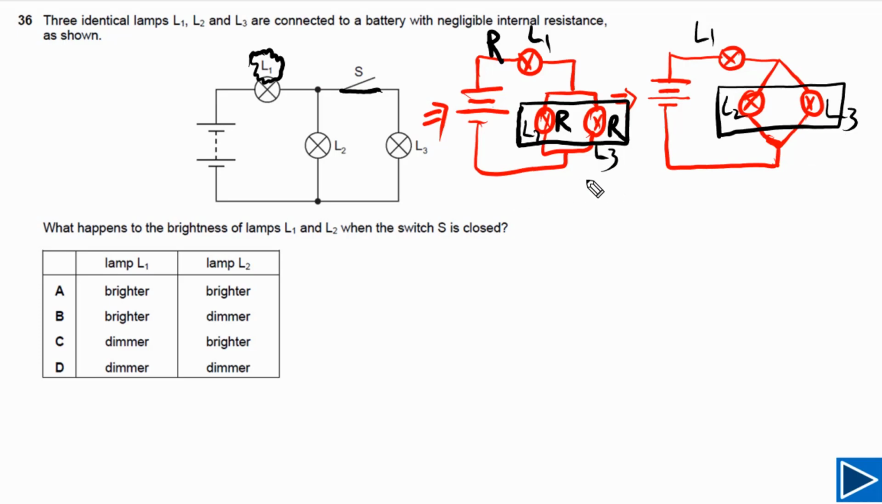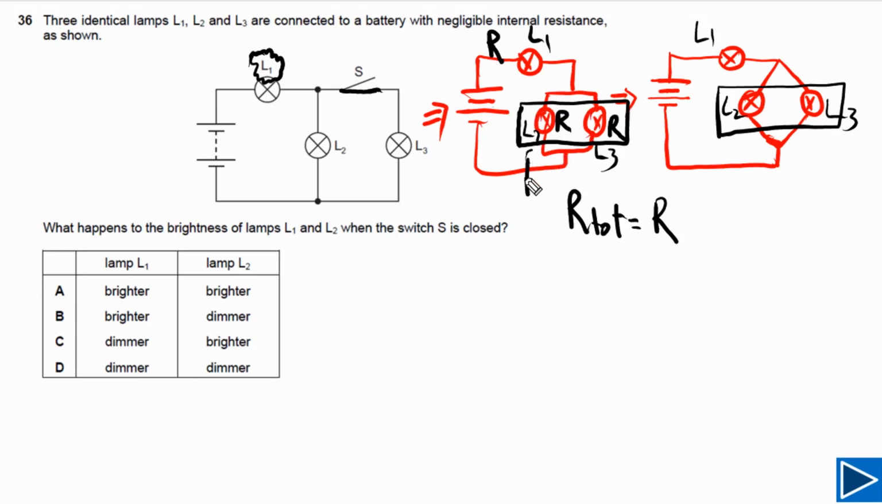Now let's try to calculate the total resistance of the circuit. We need to calculate the total resistance. We can simply say R total is equal to the resistance of L1 plus the total resistance of these two resistors.